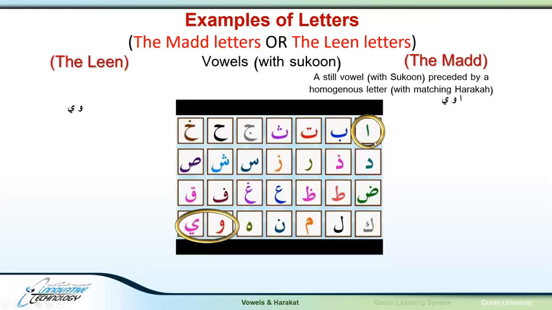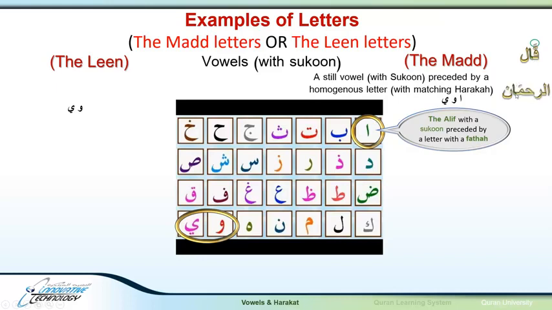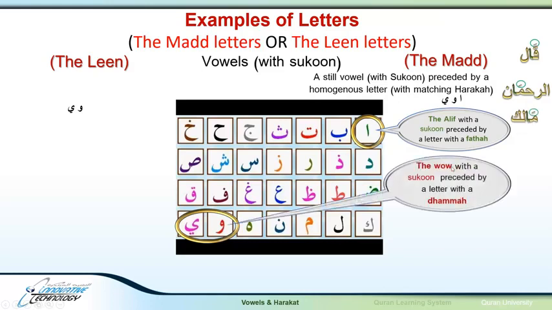So let's first take examples about the alifs. As we said, it should be preceded by fatha, like qala. Qa has a fatha before the a. We can say qal. We can make a med. Ar-Rahman. The meem here has a fatha. We can say Ar-Rahman. Similarly, Malik. The meem has a fatha. Malik.